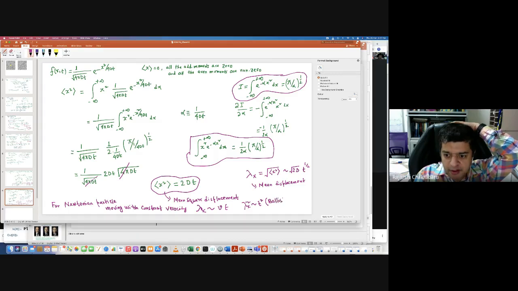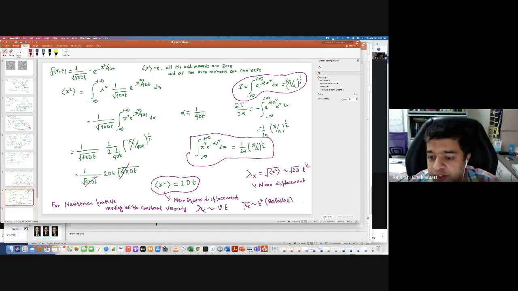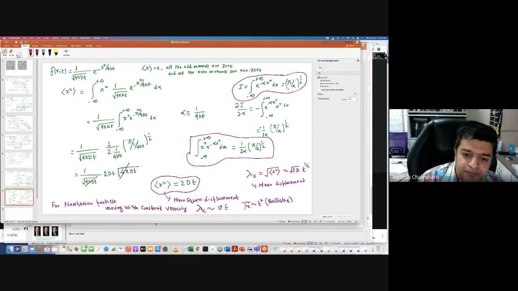If you have a Newtonian particle moving with constant velocity, that is ballistic. But if it is diffusive, then your mean square displacement is linear in time. That is called diffusive. So this is the difference between diffusive and ballistic motion.